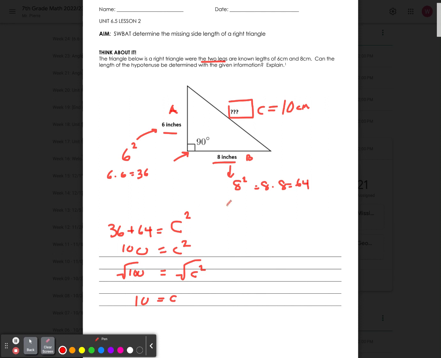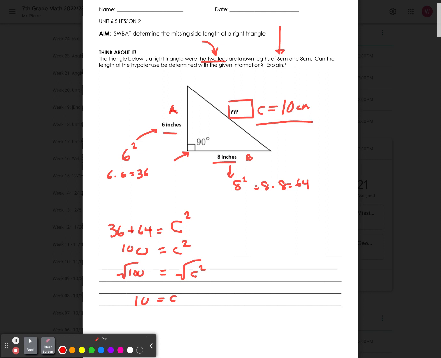Now, what's really important is that we need to understand that we are able to determine what the hypotenuse is because we are given the side lengths of both of these legs, of the two legs. If we were given only one, we wouldn't be able to determine what the hypotenuse is. So it's super important that we have both legs of the right triangle in order to calculate or determine what the hypotenuse is equal to.